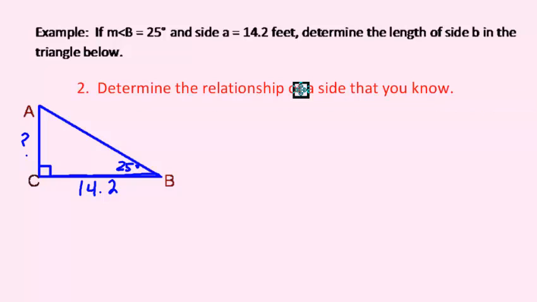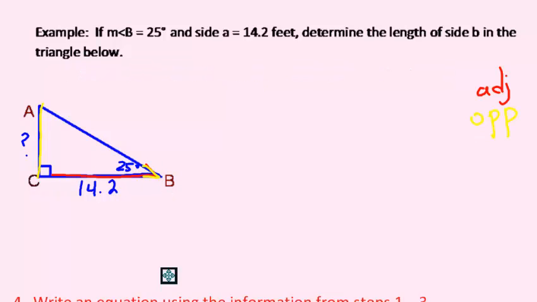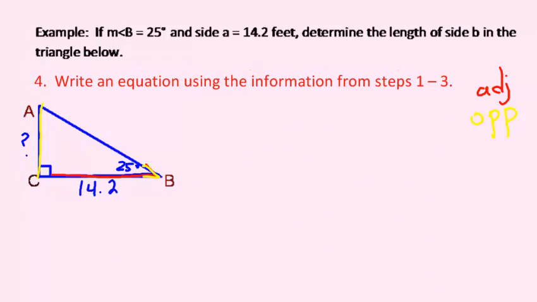Next, we need to determine the relationship between that angle and a side that we know. Well, if the angle I'm working off is B, and I know this side is 14.2, that side is adjacent to the angle I'm using as my reference. Determine the relationship of the side that you need. Well, the side that I need is this vertical side, which is opposite the angle that I'm working off. Next, write an equation using this information. So I need to write a trig equation using adjacent and opposite. And the trig ratio that uses adjacent and opposite is tangent, TOA. Tangent is opposite over adjacent.